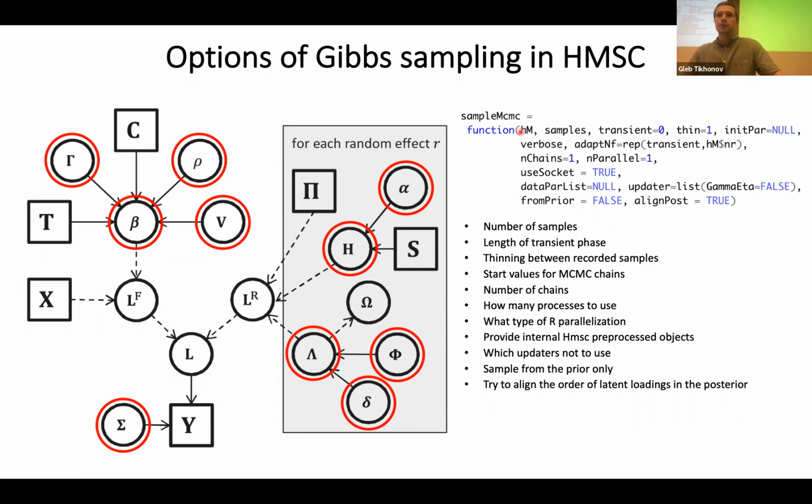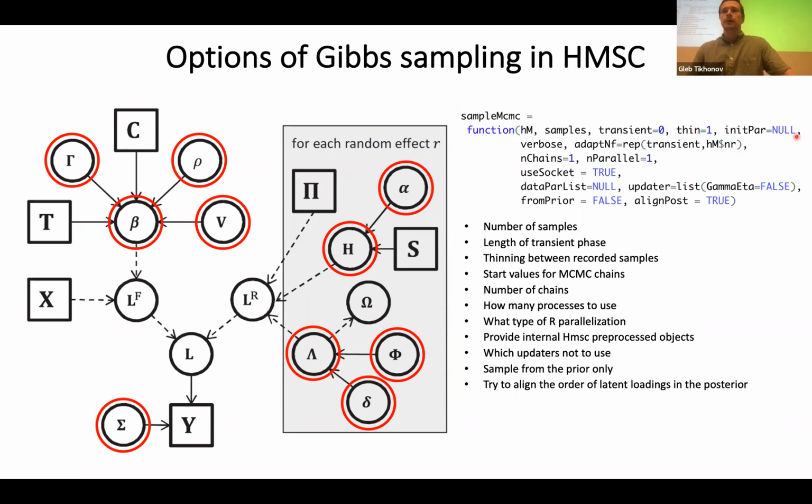So first of all, we have the model object itself. When we call sampleMCMC, we need to specify which Hmsc model we would like to calculate the posterior for. Then the next parameter is the number of samples which we would like to acquire from each MCMC chain, and the transient, which is how many Gibbs cycles we would like to discard before we start recording these samples. The third parameter is thinning, which is about how much of a gap we make between recorded samples, so how many more Gibbs cycles we run compared to the number of samples we record.